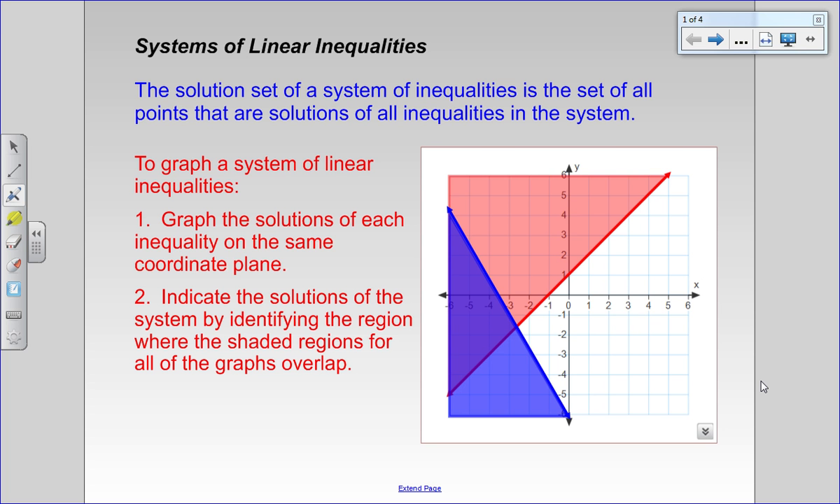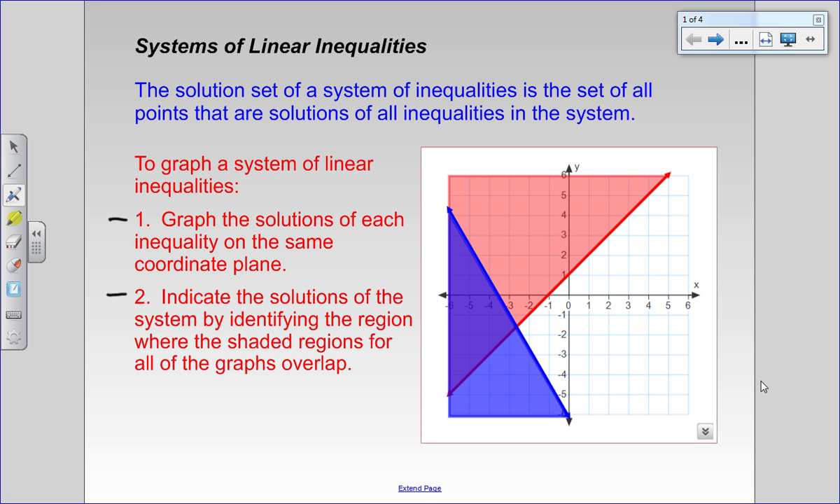The solution set of a system of inequalities is the set of all points that are solutions of all inequalities in the system. To graph a system of linear inequalities, first, we graph the solutions of each inequality on the same coordinate plane. And second, we indicate the solutions of the system by identifying the region where the shaded regions for all of the individual graphs overlap.